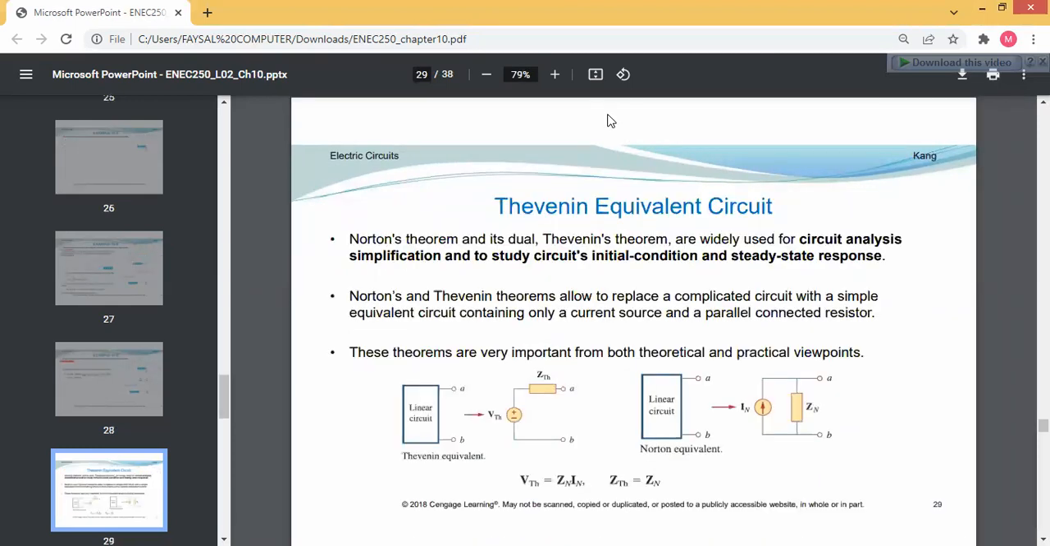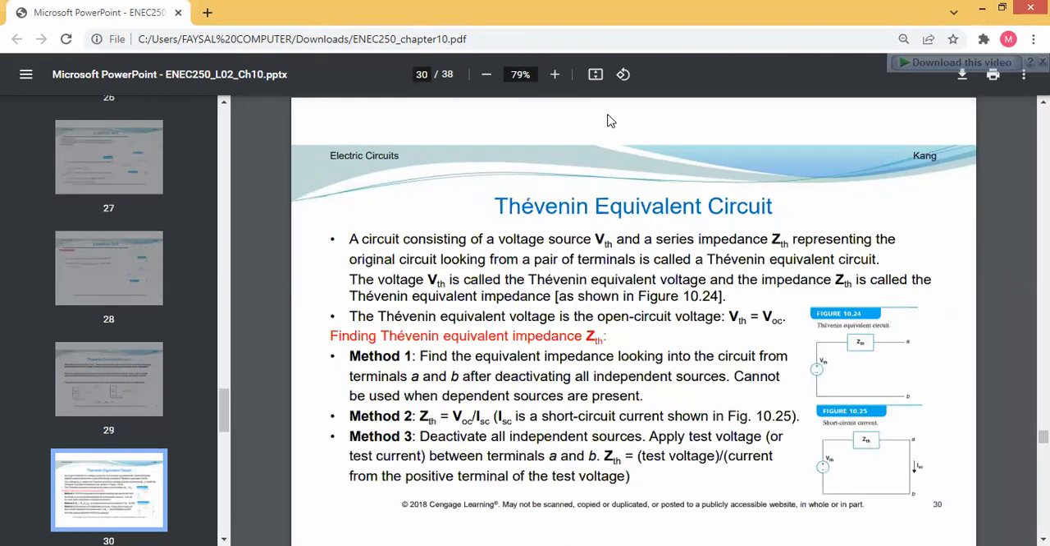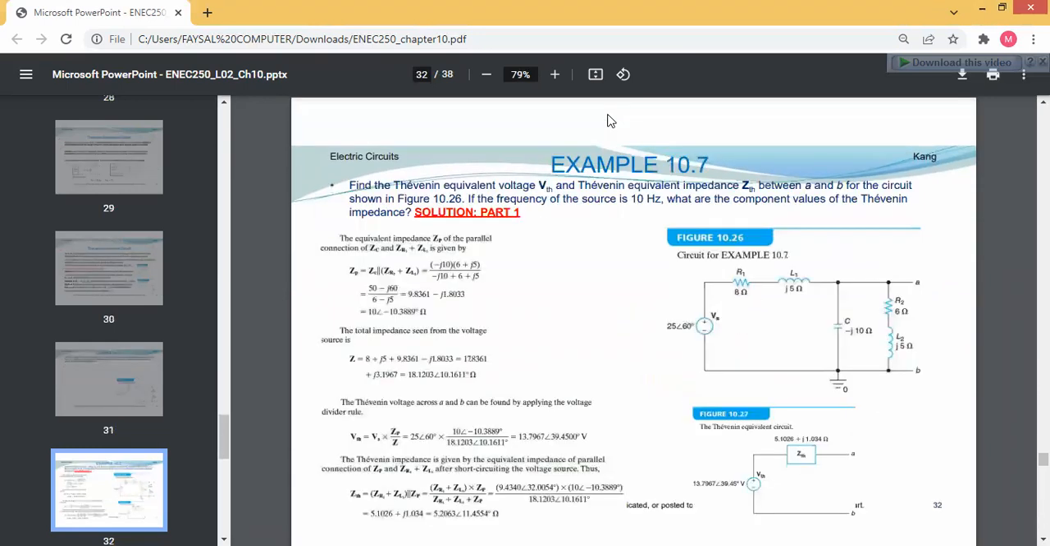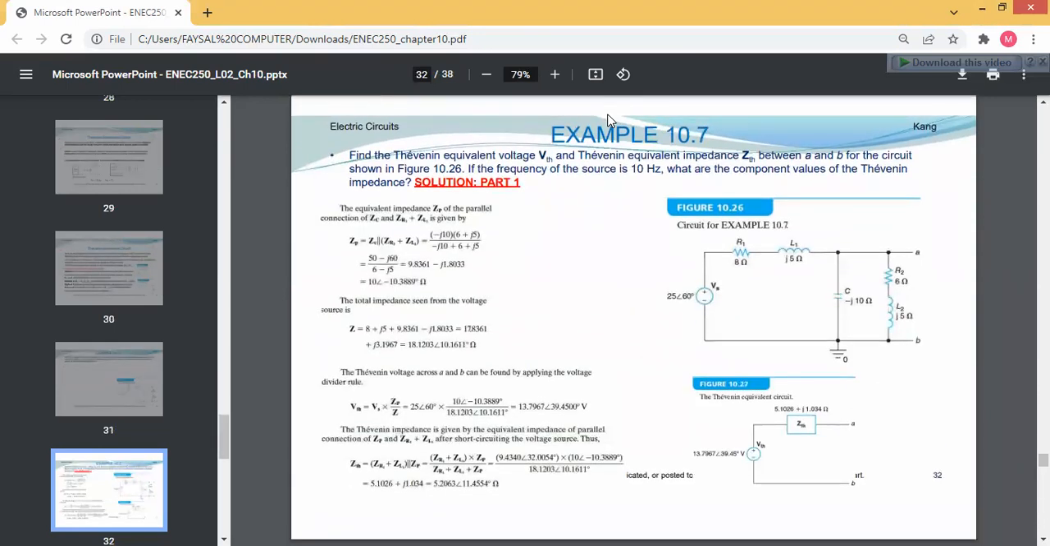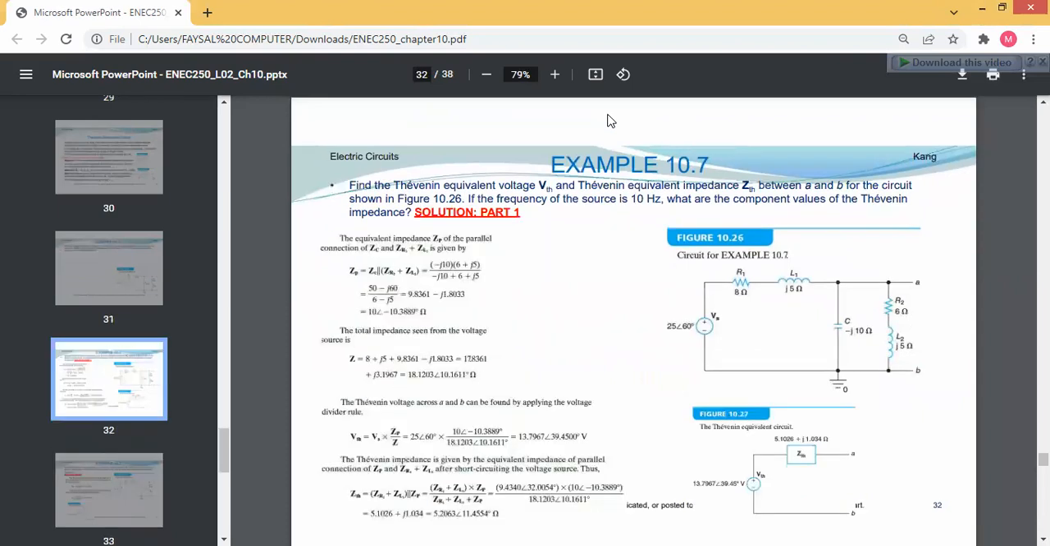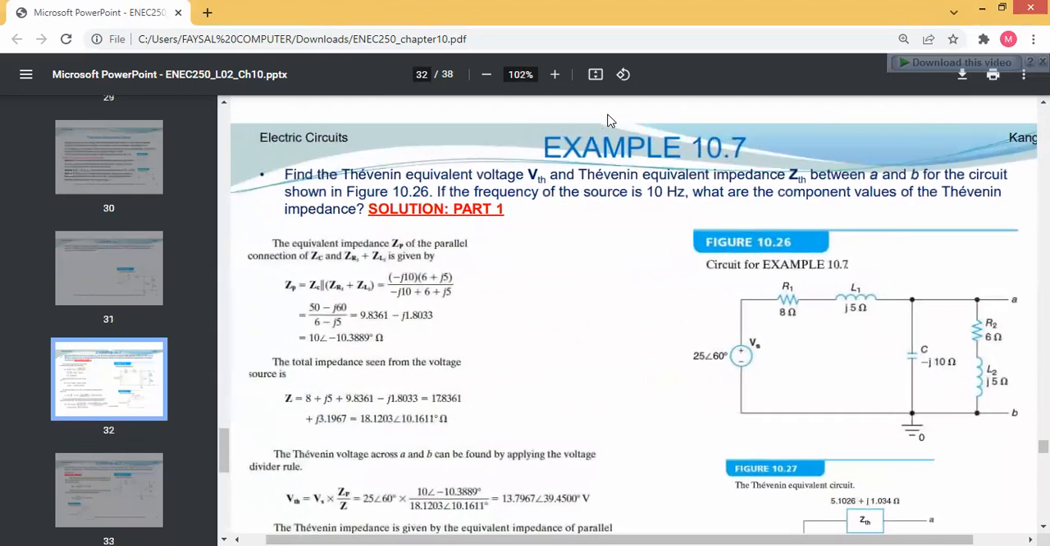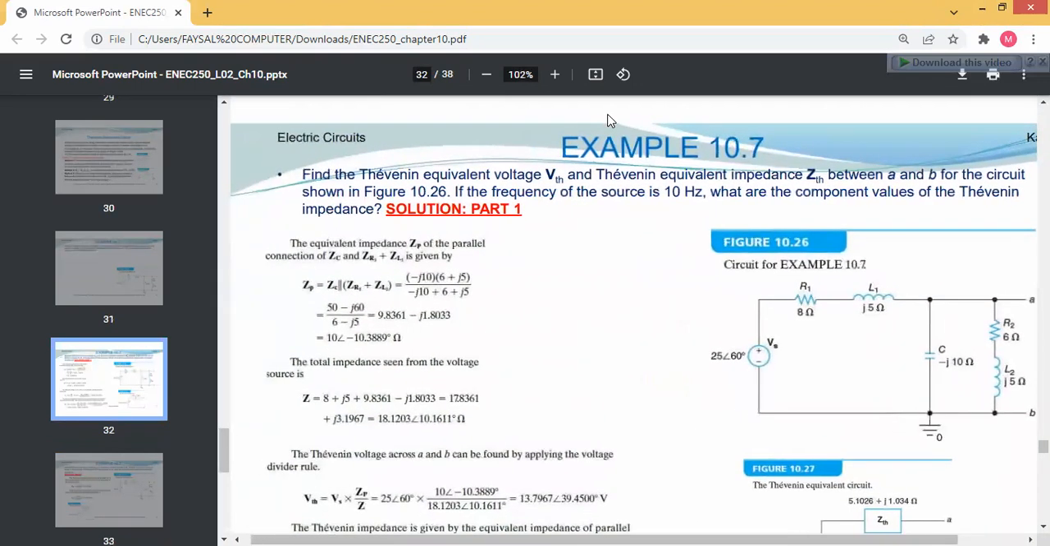Next part is my Thevenin equivalent circuit. For Thevenin, I have to split my numerical into two parts, part number one and part number two. For part number one, we have to find the Thevenin equivalent voltage and Thevenin equivalent impedance.